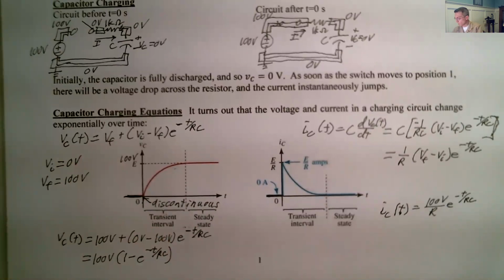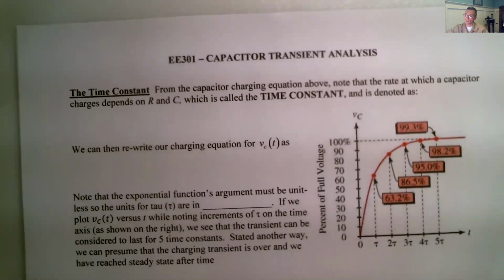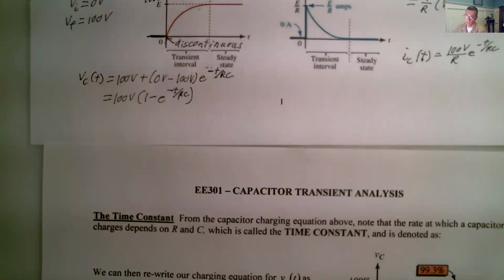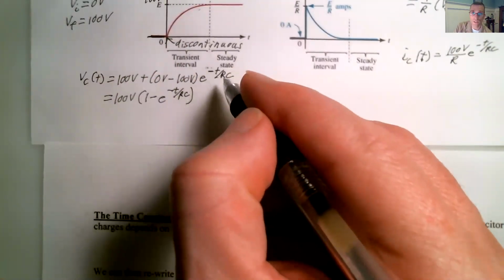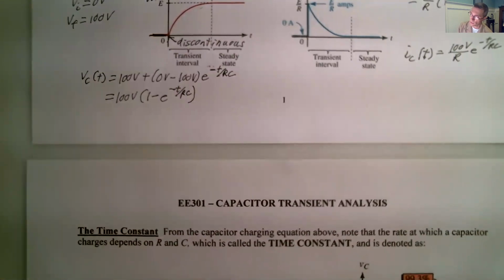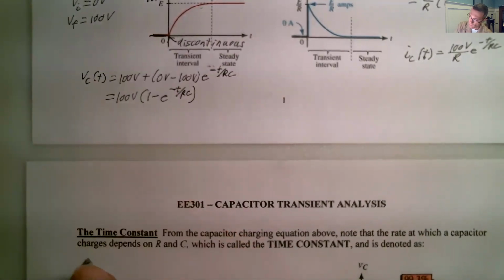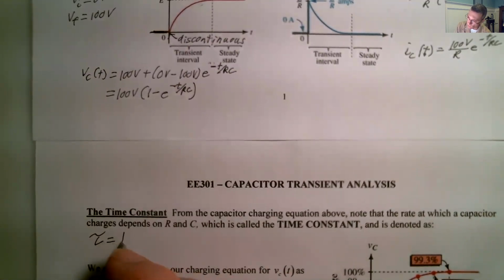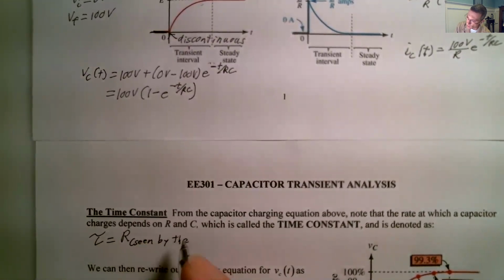Now, next thought we have is about the time constant. Okay. So what is the time constant? From the capacitor charging equation, we saw that we have that T and RC, right? So that T is in seconds. RC, well, what would that be in? The time constant is the rate at which a capacitor charges depending on R and C. It's called the time constant. It's denoted by tau equals R. So it's the resistance seen by the capacitor.